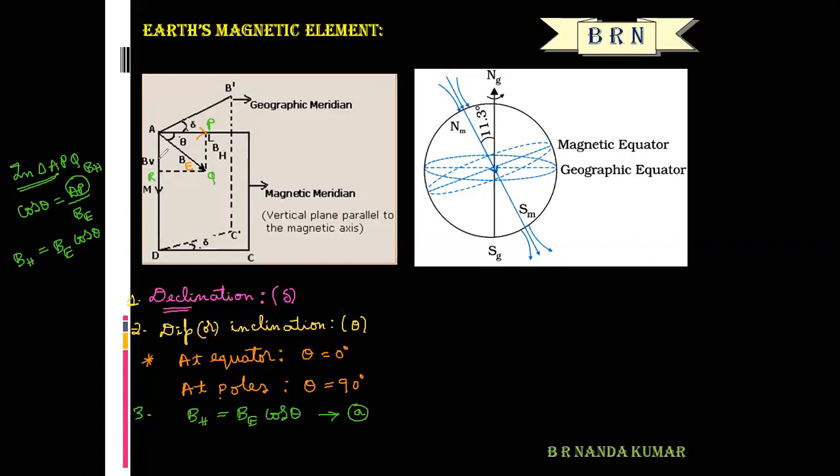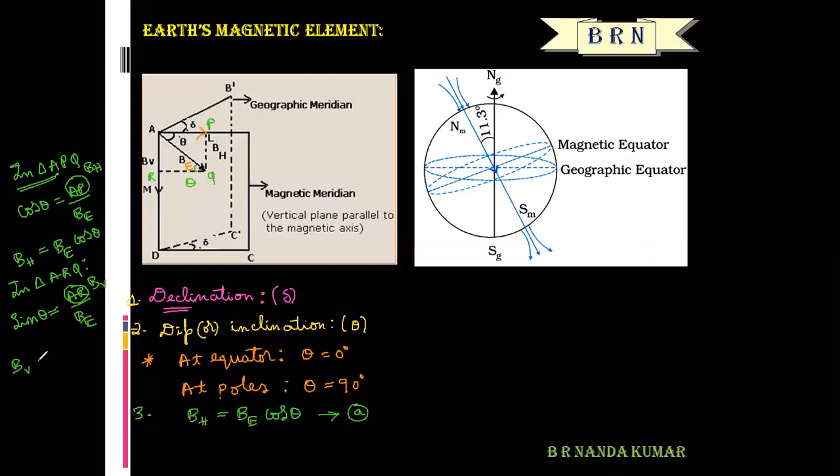So what is the vertical component? Now let us consider the triangle AQR. In this triangle, sine theta, actually this is angle theta. Why? Because these two are alternate angles. This is the perpendicular, so sine theta is perpendicular divided by hypotenuse. Perpendicular is AR, hypotenuse is AQ. AQ is BE, so AR is BV, the vertical component of Earth's magnetic field.